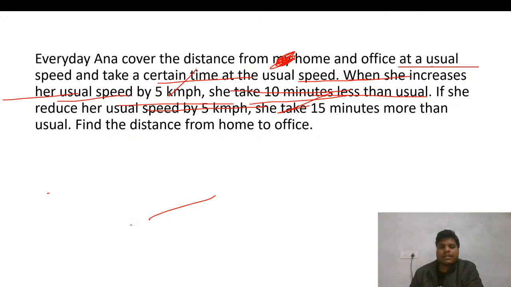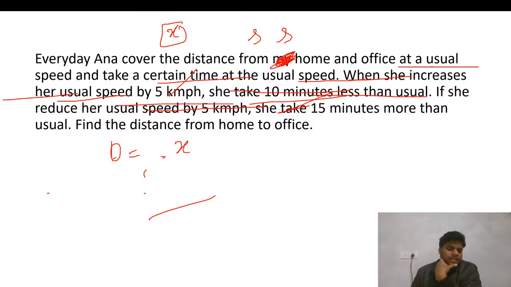So let's see. Suppose the speed of Anna is x. Let's take x, because if I take s, it sometimes becomes a different thing. So the speed is x, and when she increases her speed by 5, she takes 10 minutes less than usual. So 10 minutes is the difference in time, and the difference in speed is 5.